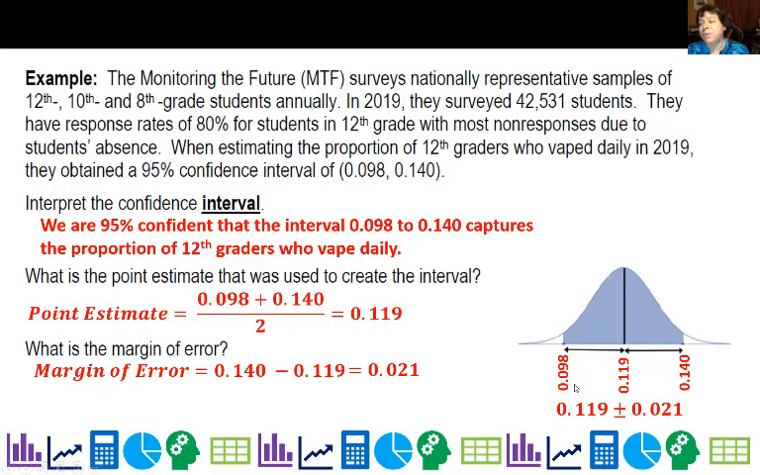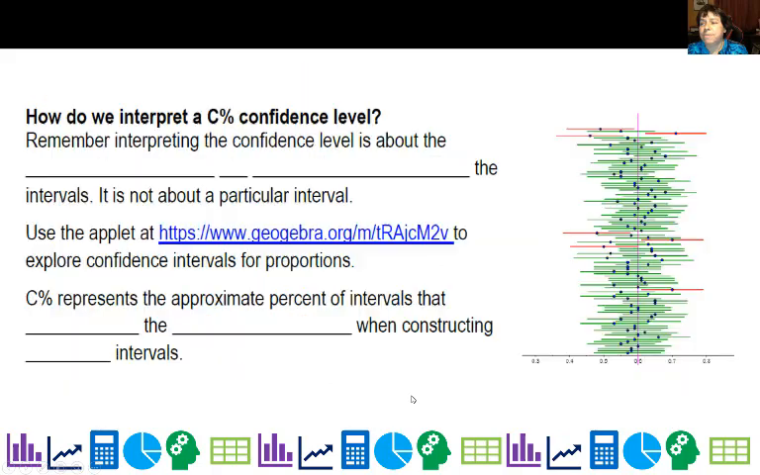I could also rewrite the interval. You might see it written this way sometimes, 0.119 plus or minus 0.021, all right? Or 11.9% plus or minus 2.1%. So that's another way to express a confidence interval.